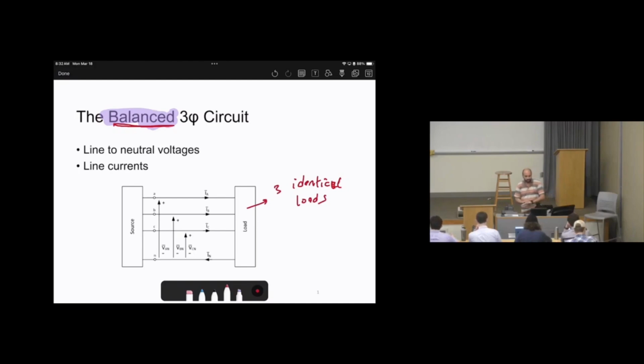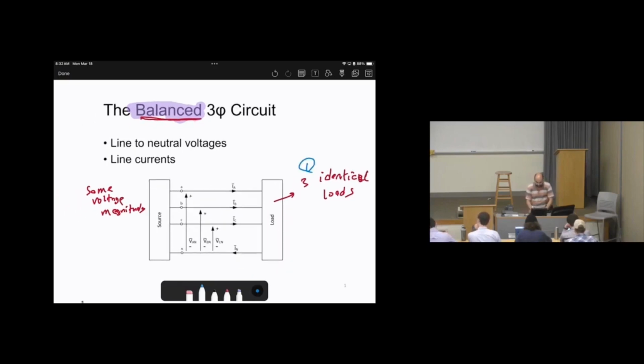The other thing, since we say it's balanced, we're going to assume the voltage of phase A is the same as the voltage of phase B, the same as the voltage of phase C. All of them have the same magnitudes. So, same voltage magnitudes. So the first condition for the balance, the first thing, 3 identical loads. The second thing, same voltage magnitudes for all 3 phases.